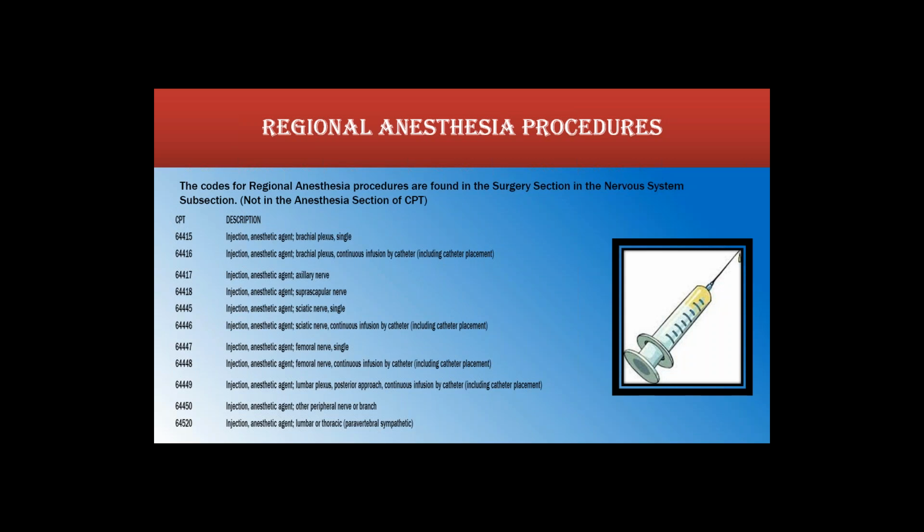CPT code 64447. This is an injection of an anesthetic agent into the femoral nerve. CPT 64448. This is an injection of an anesthetic agent into the femoral nerve using a continuous infusion by catheter. CPT code 64449. This is an injection of an anesthetic agent, lumbar plexus, posterior approach, using a continuous infusion by catheter.